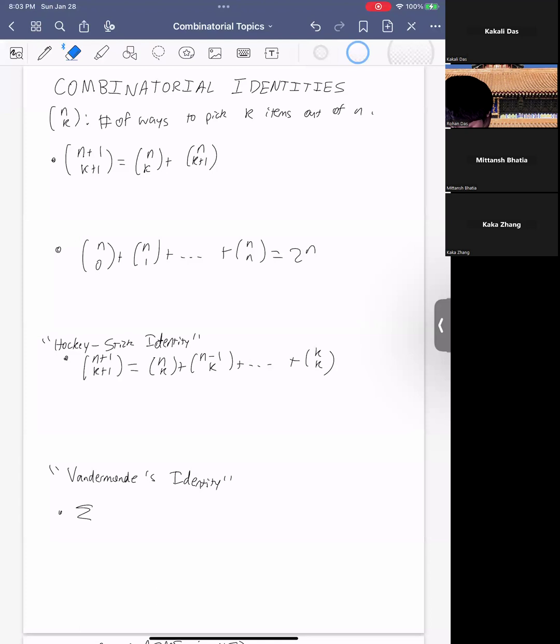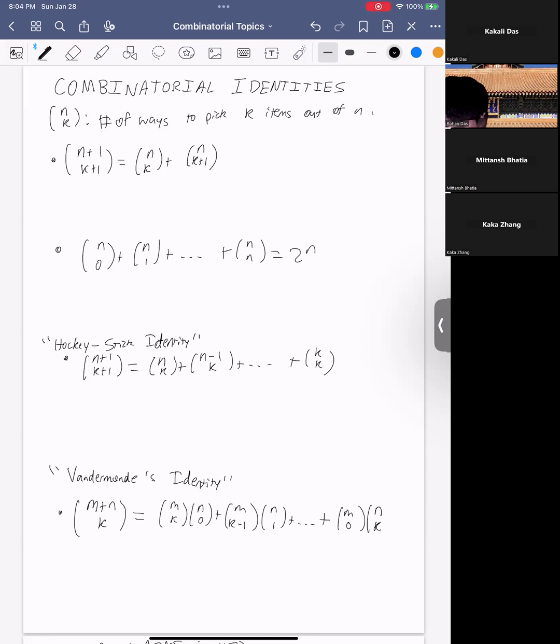the summation, I'm actually going to write it like m plus n choose k is equal to m choose k times n choose 0 plus m choose k minus 1 times n choose 1 until m choose 0 times n choose k. These are important identities to know, but it's also important to understand why these are true, because sometimes the intuition from this will help you solve even different problems.